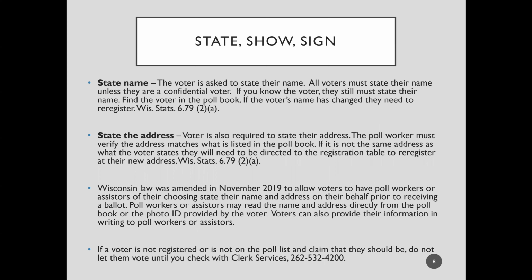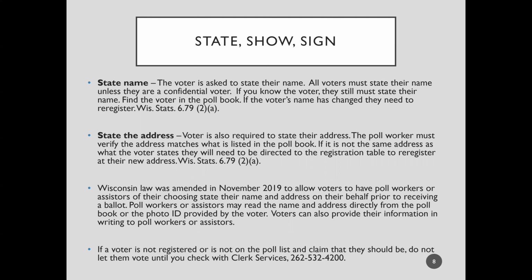Wisconsin law was amended back in November of 2019 to allow voters to have poll workers or assisters of their choosing state their name and address on their behalf prior to receiving a ballot. Poll workers or assisters may read the name and address directly from the poll book or from the photo ID provided by the voter. The voters can also provide their information in writing to a poll worker or assister to have them read out loud. You cannot tell somebody that they are not able to do this.